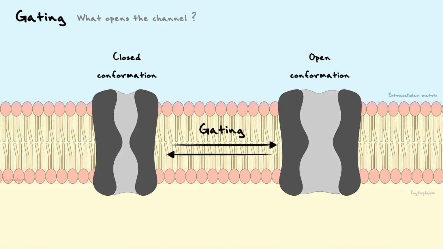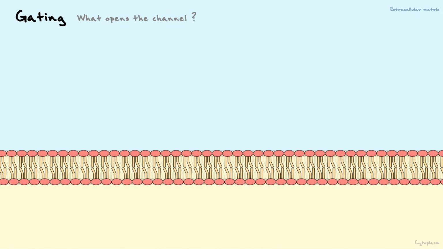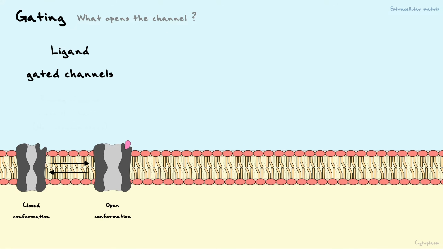In relation to what we have discussed in the section about selectivity, when a channel opens, it generally allows the pore size to widen and positions the binding sites such that the ions can efficiently cross the membrane. Three major mechanisms exist to gate ion channels in neurons. First, ligand-gated channels can be opened by the binding of a chemical, also known as a ligand.